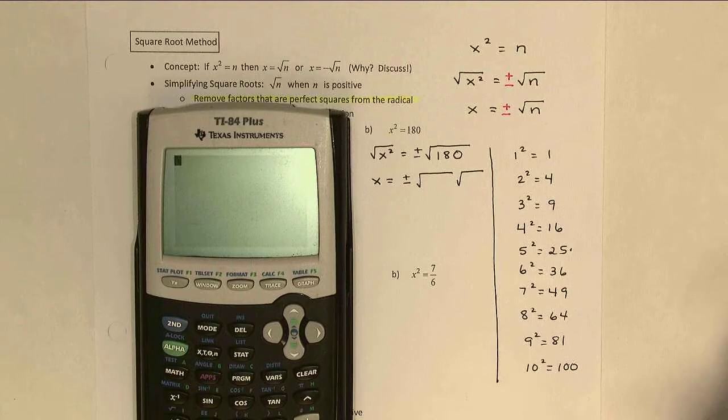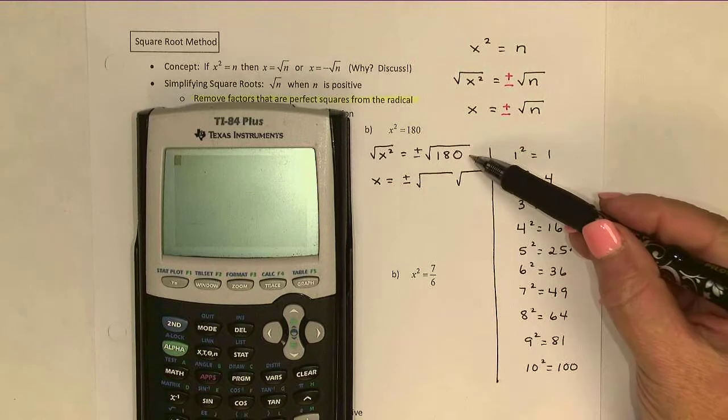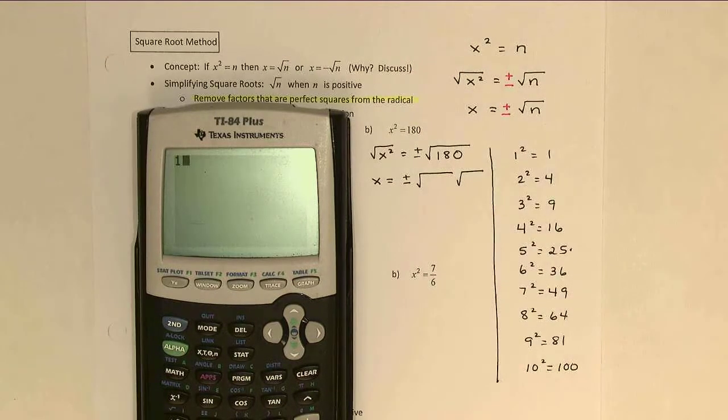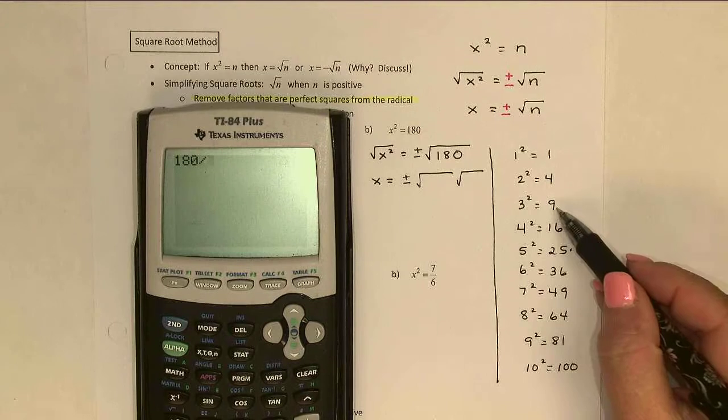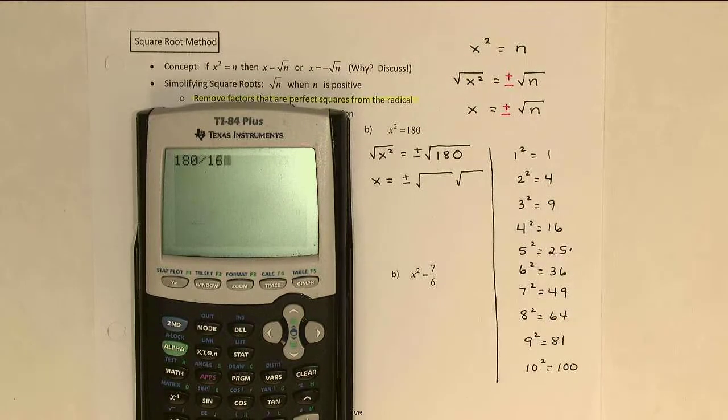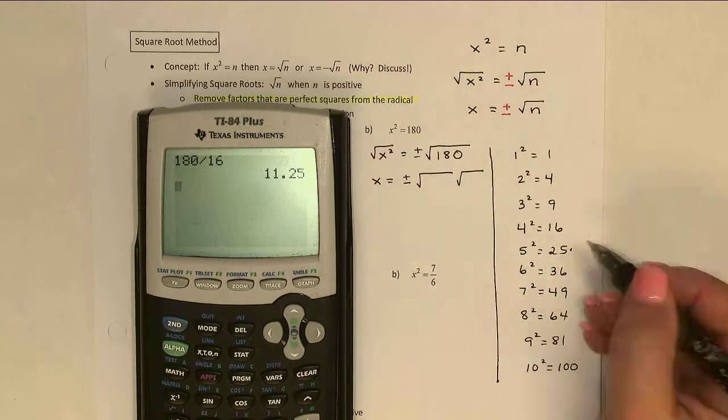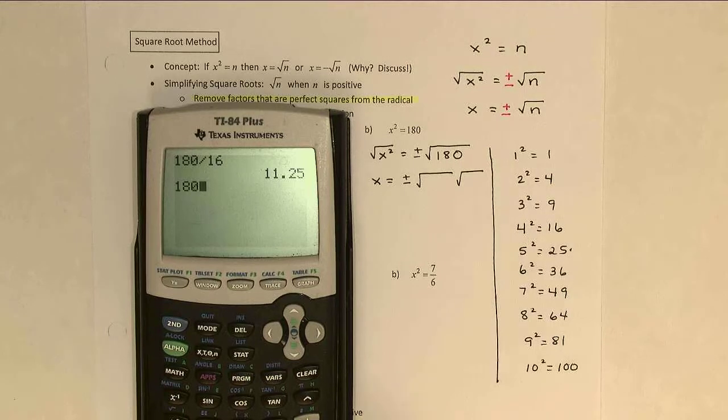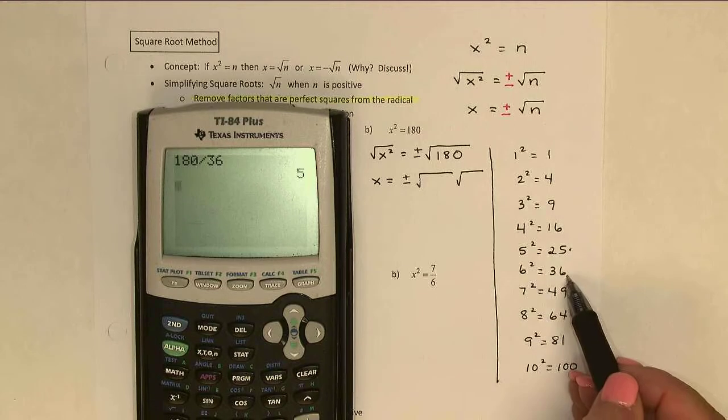It's to your advantage to use the biggest possible number that goes into that 180. So I know 9 works, but let's just check it out and see if anything else does. 16 did not. 25 did not. Whoops, that should have been 36. 36 does. 36 times 5.